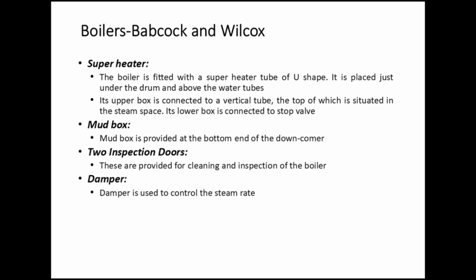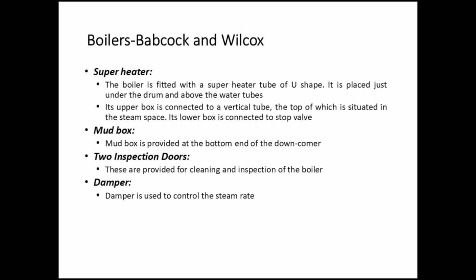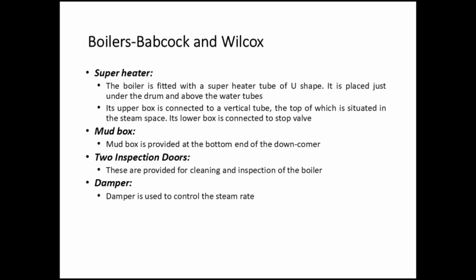Boilers. Babcock and Wilcox. Superheater. The boiler is fitted with a superheater tube of U shape. It is placed just under the drum and above the water tubes. Its upper box is connected to a vertical tube, the top of which is situated in the steam space. Its lower box is connected to the stop valve. Mud box. The mud box is provided at the bottom end of the downcomer. Two inspection doors. These are provided for cleaning and inspection of the boiler. Damper. The damper is used to control the steam rate.